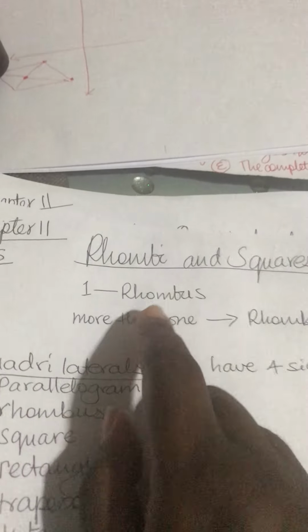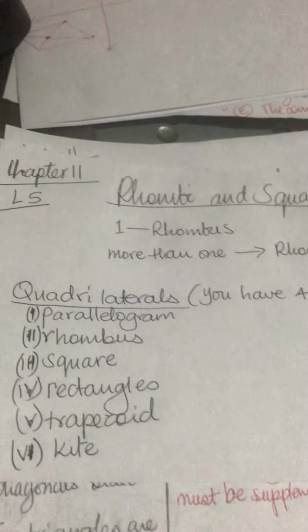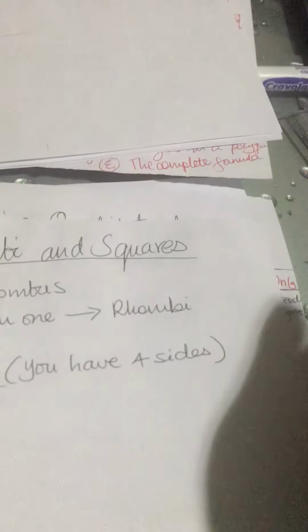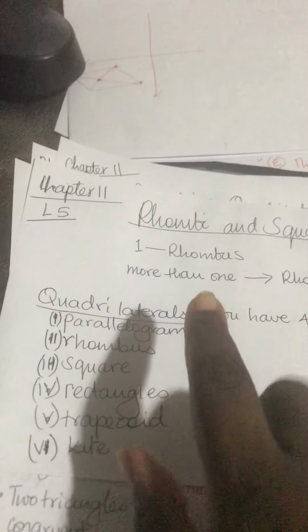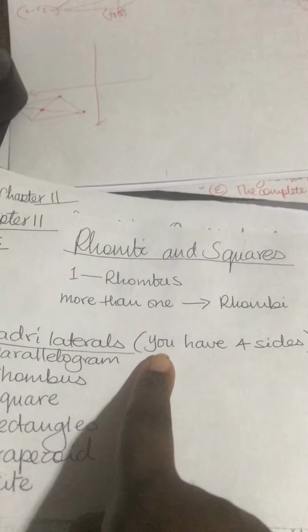All right. So we start with rhombi and squares. One is called a rhombus. More than one is called rhombi. One is called a square, more than one is squares. Now, you need to know that these two polygons belong to quadrilaterals.